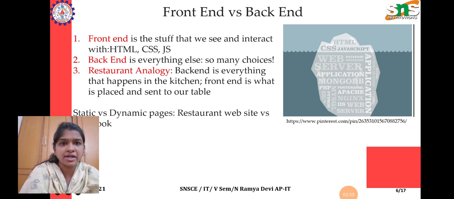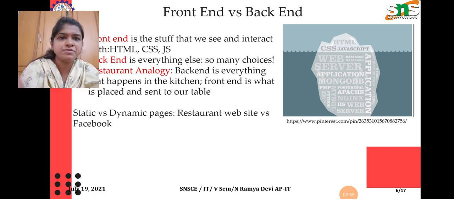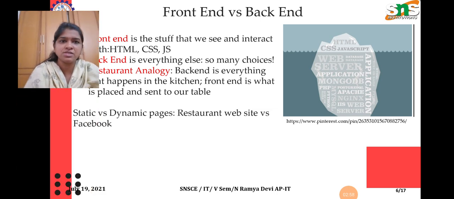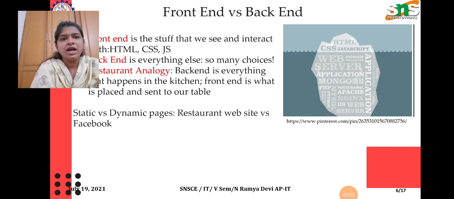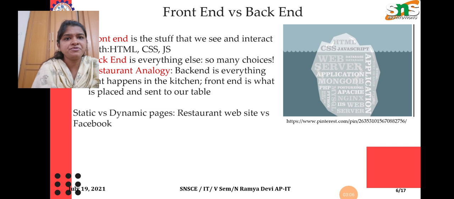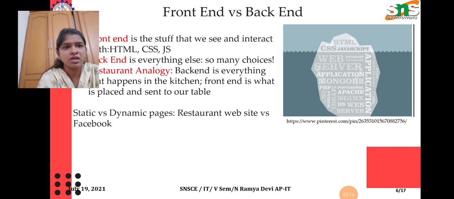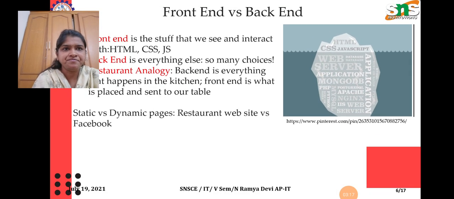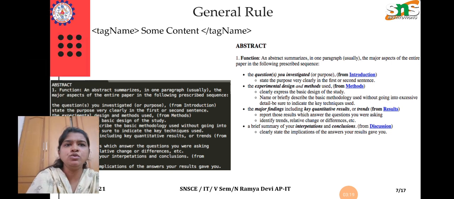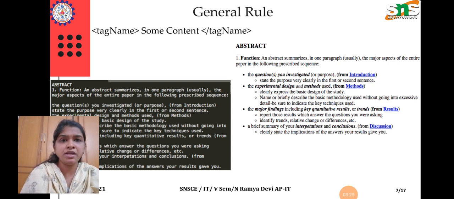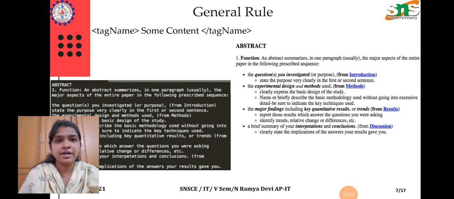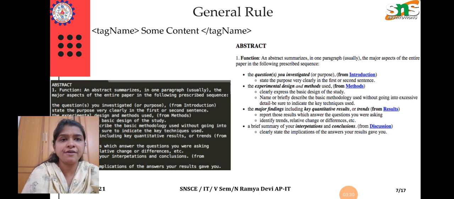And there are also static versus dynamic pages, like a restaurant website versus Facebook. A restaurant website is a static page, which has all the information about the restaurant, the menu that is available, and the prices for each menu item. But Facebook is a dynamic page, as we keep on feeding the Facebook pages, so it is called dynamic. The general rule for writing an HTML element is, first we write the tag name inside the greater than and lesser than symbols, then the content, and then we close the tag.